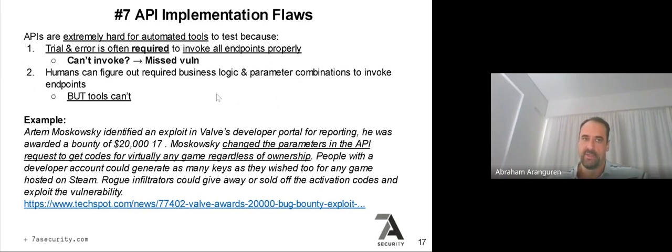As I said before, with the complexity. Now, humans can figure out the required business logic and parameter combinations to invoke endpoints, but tools can't, right? And this is another example, 20K for this guy. He changed the parameters in the API request to get codes for virtually any game, regardless of ownership. And so on, right?